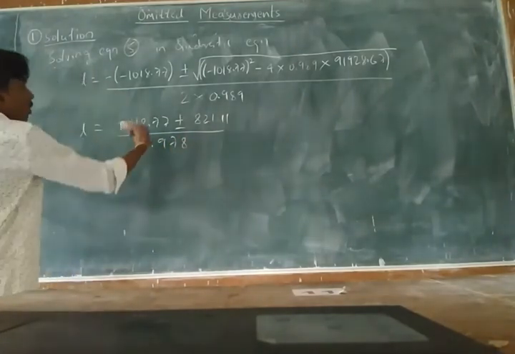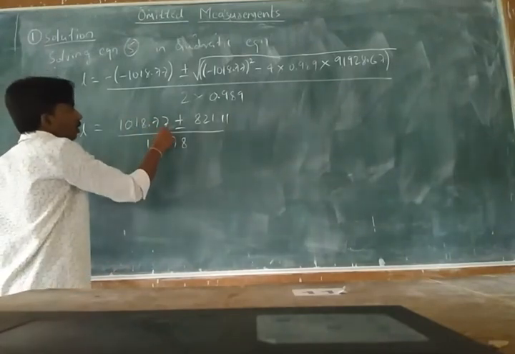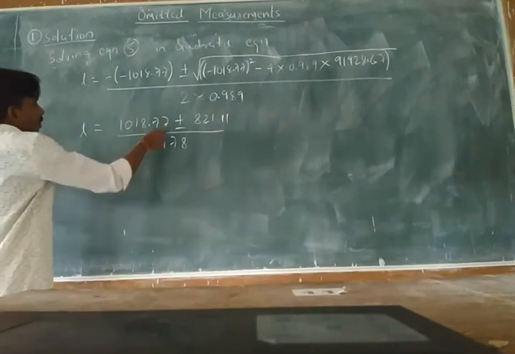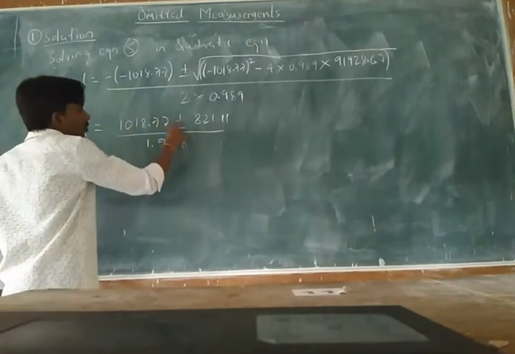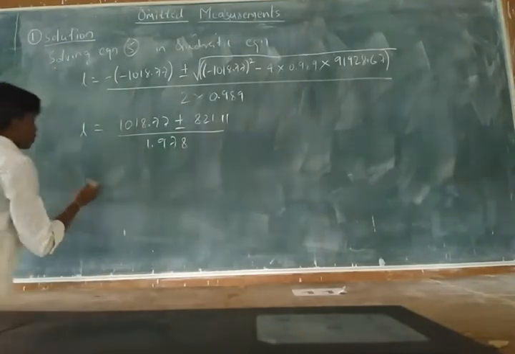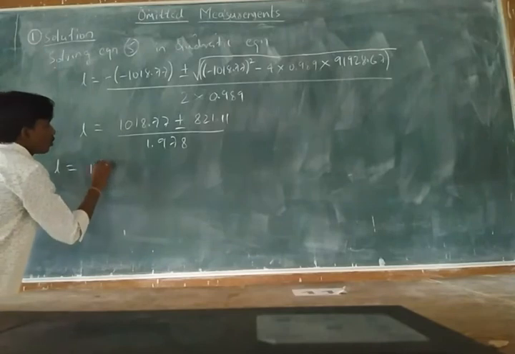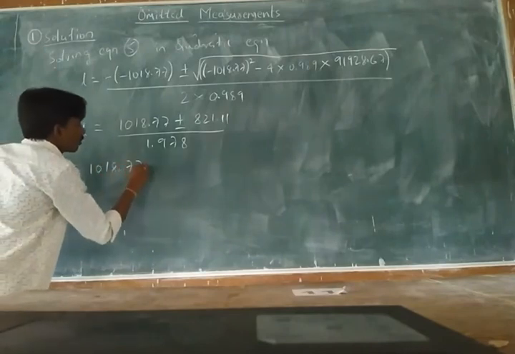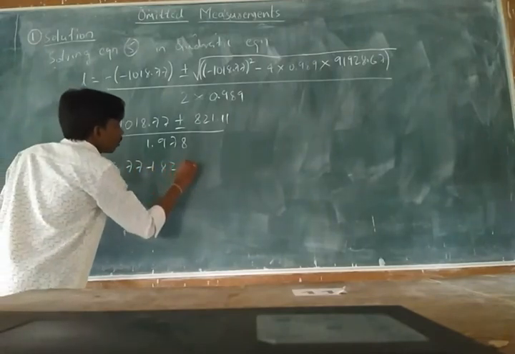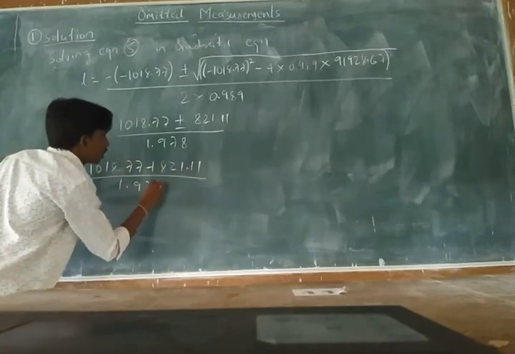Now this can be solved in two ways, because here we have plus or minus, which means for the first time we have to add these two, and for the second time we have to take the difference. So here you can see L is equal to 1018.77 plus 821.11 divided by 1.978.